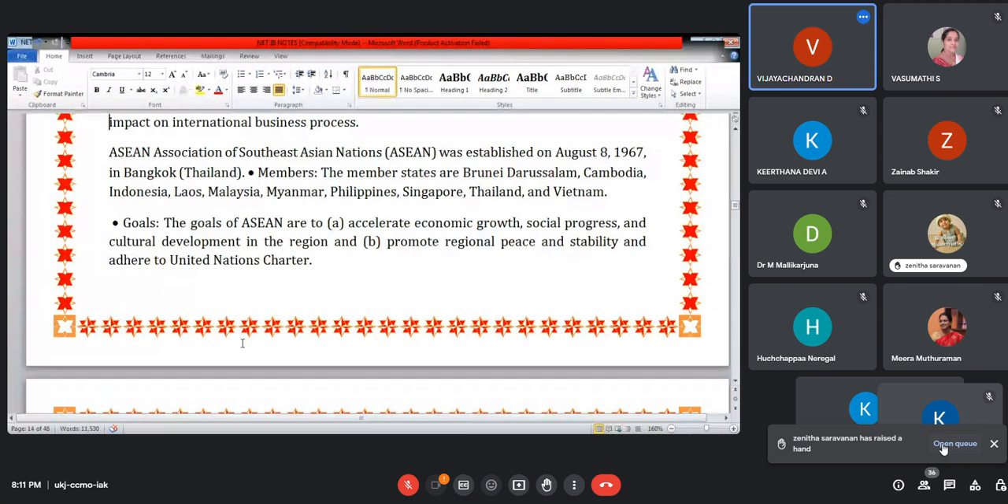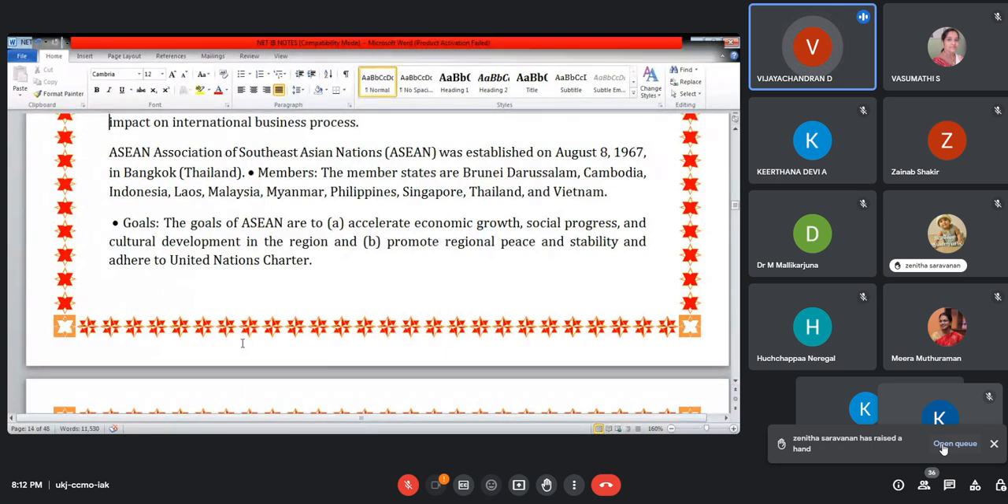Member countries: Brunei Darussalam, Cambodia, Indonesia, Laos, Malaysia, Myanmar, Philippines, Singapore, Thailand, Vietnam. So again, I'm telling India is not a member. Major goal: to accelerate the economic growth of the member countries. Also, regional peace.